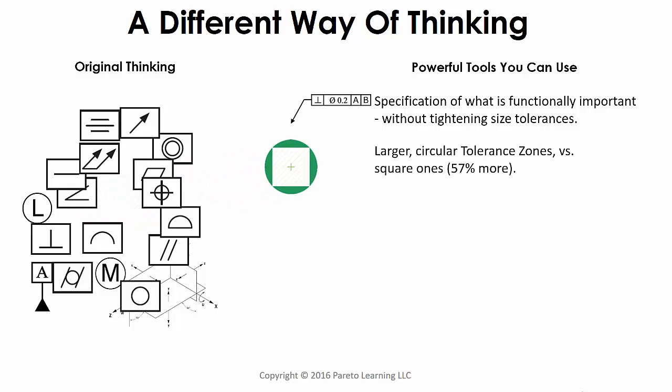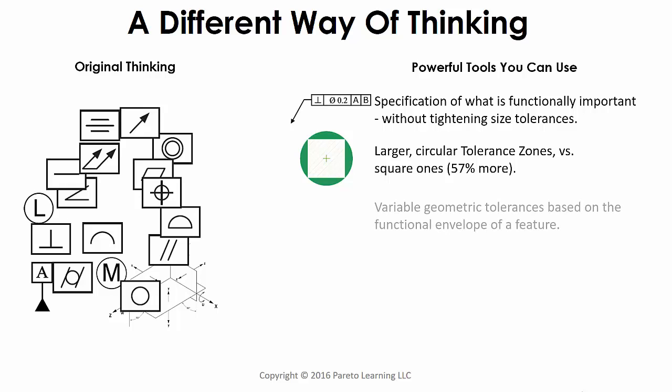You can have a larger circular tolerance zone versus square ones. I'm sure the 57% number came up earlier today at some point with the circular dimension. You can also have variable geometric tolerances based on the functional envelope of the features, improving the manufacturability and your ability to both specify a functional requirement in design and then carry it out in manufacturing, but then also, as Jim was pointing out, add functional gauging to your part when you're using the MMC.